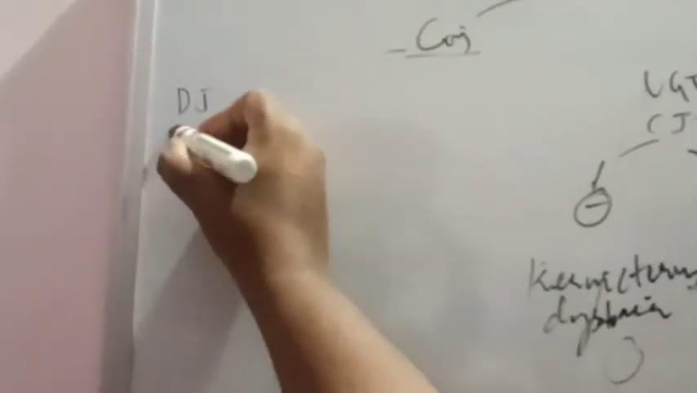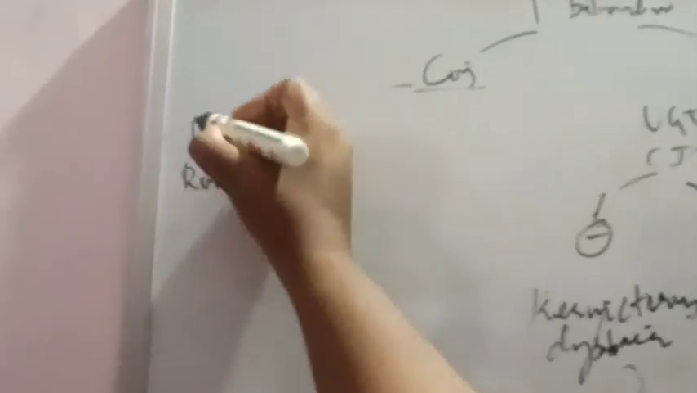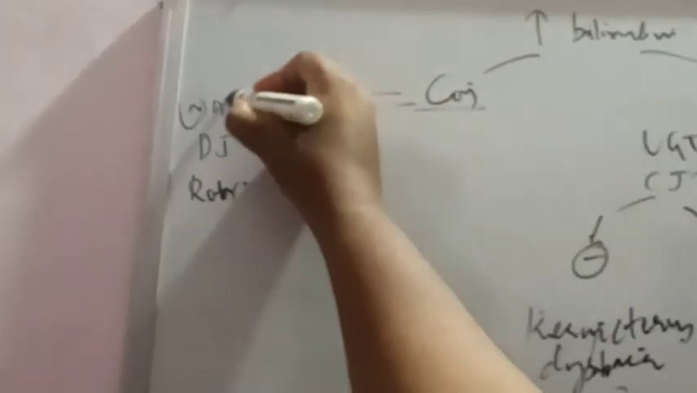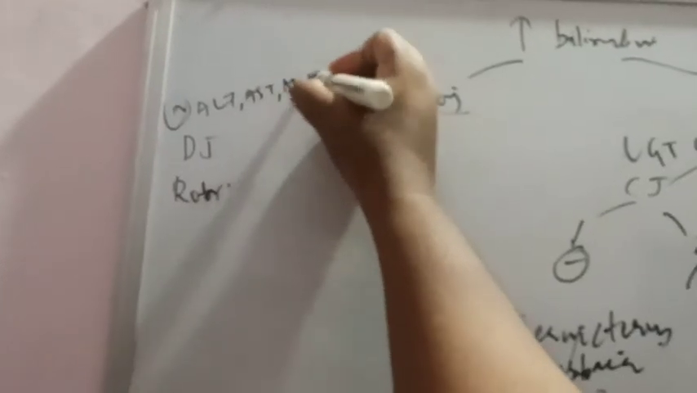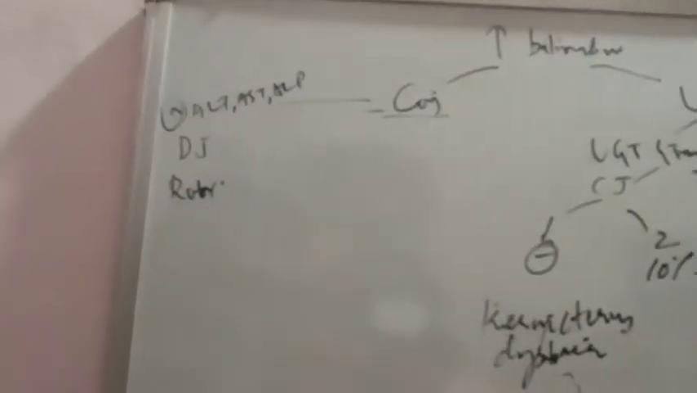Then conjugated. Two things you already know: Dubin-Johnson and Rotor. So how will you differentiate? Other causes are also there, but first let us come to Dubin-Johnson and Rotor. The catch point is that all liver enzymes will be normal: normal ALT, normal AST and ALP. Then it is Dubin-Johnson or Rotor syndrome.